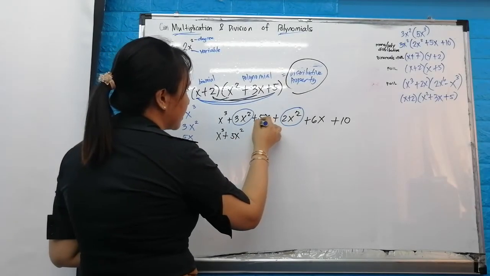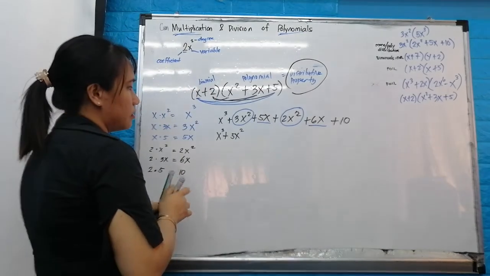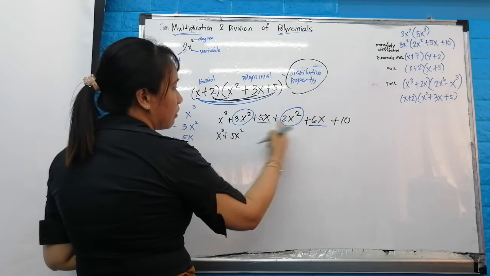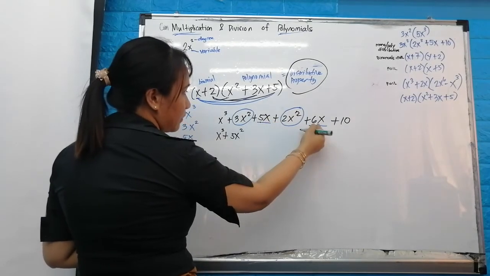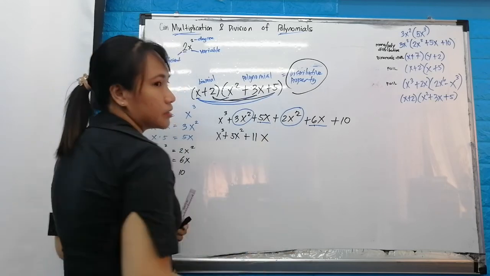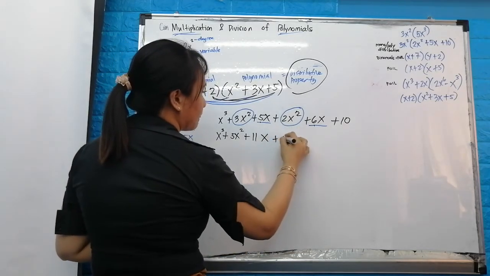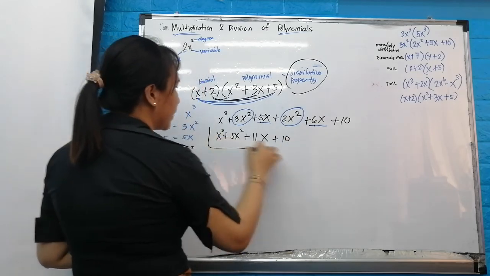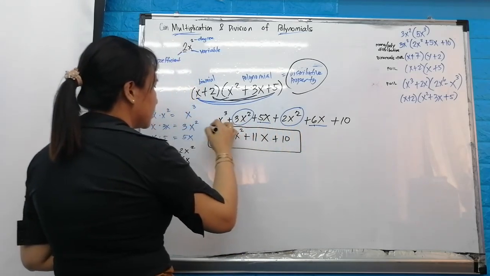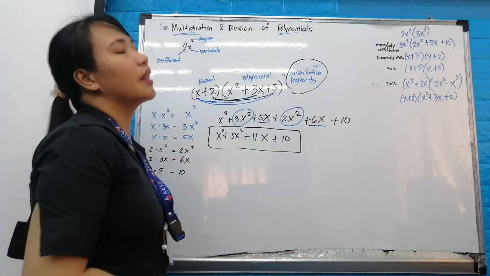Now, 5x here is the same as your 6x. So in that case, you're going to add the coefficients again, 5 and 6. You've got 11x. And then what is left is 10. So that means your final answer must be x cubed plus 5x squared plus 11x plus 10.